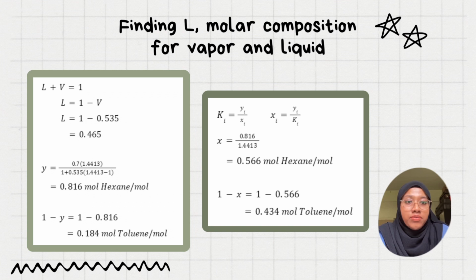Then, from the values of K and Y, we substitute into the formula Ki equals Yi over Xi to find the molar composition of liquid, which is X. We substitute the values of Y and K into the formula, and we get the molar composition of liquid for hexane as 0.566 mole hexane per mole. Then, we take 1 minus X to get the mole fraction of liquid for toluene, which is 0.434 mole toluene per mole.